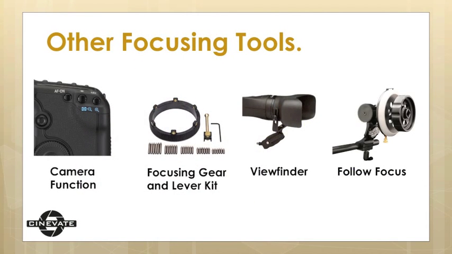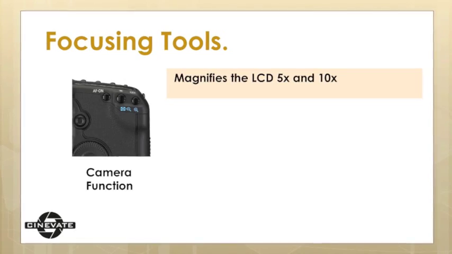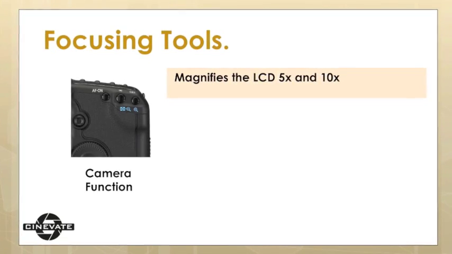Now, outside of measuring focus and understanding depth of field, there are a few other tools that can help you with achieving focus. The first of these is actually on your camera. On my Canon 5D Mark II, I'm able to check if my image is in focus by pressing a button. One press will magnify the image on my LCD screen by 5 times. Another press will magnify it by 10 times. A third press will return me to the unmagnified image on my LCD.